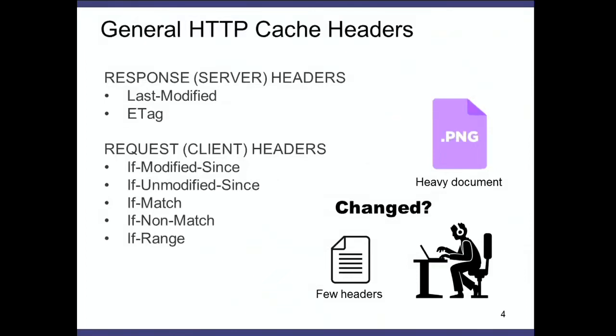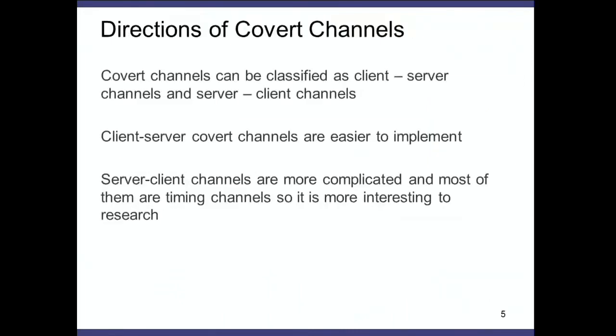Now, in the cache headers there are two of them: the last modified and ETag request headers. Why do we need them? If we have a large page with a big picture, every time we update the page, we don't want to upload the page again. That's why we can use the cache headers.